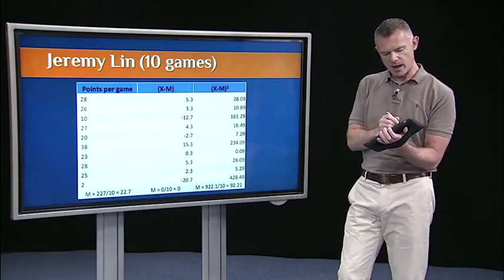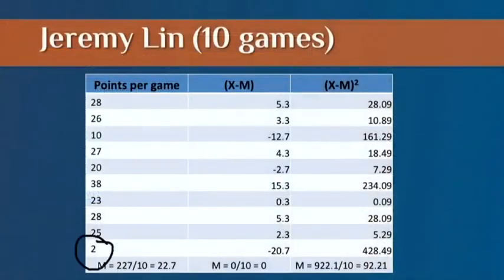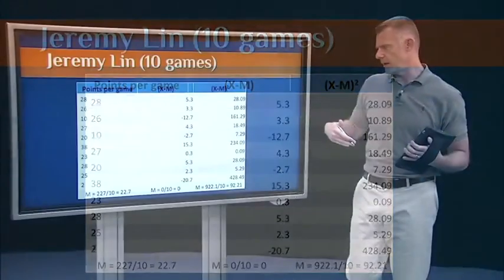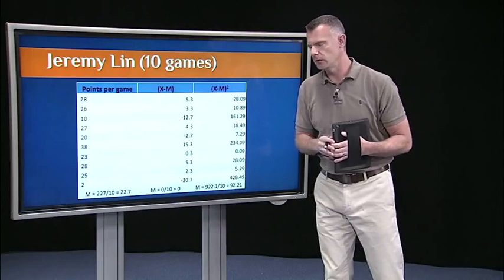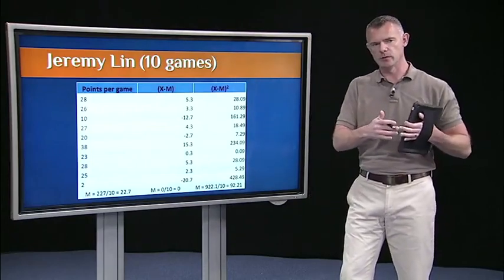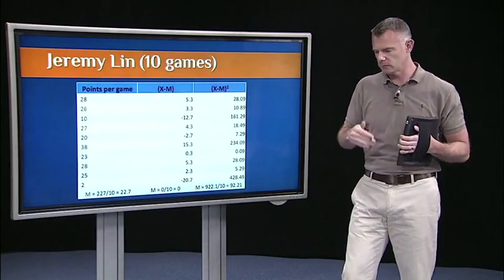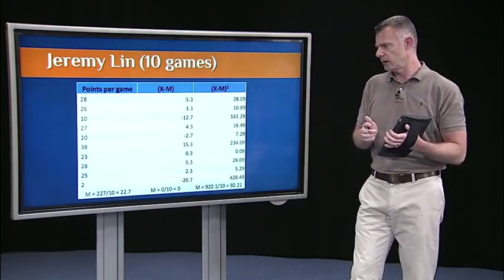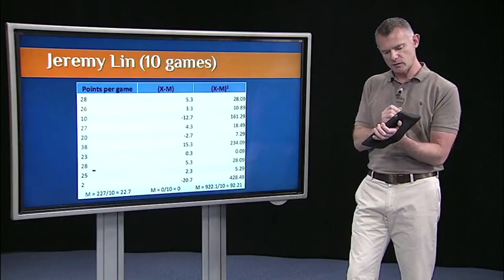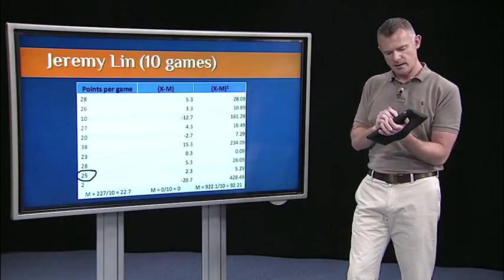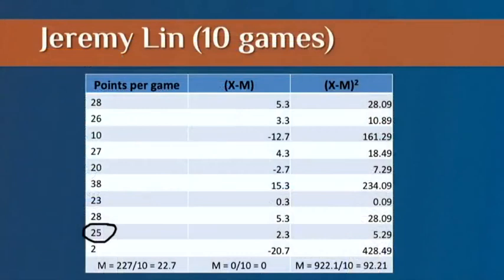And if you start at the bottom, you'll see there's just 2 points per game in that one game. And that was typical of what Jeremy Lin was doing before one of the star players on the Knicks was hurt, and Jeremy Lin had the opportunity to play. So Carmelo Anthony, who's one of the stars of the New York Knicks, was hurt. Jeremy Lin got the opportunity to start. In his first opportunity to start, he scored 25 points. And then the next time he started, he scored 28 points, and so on.